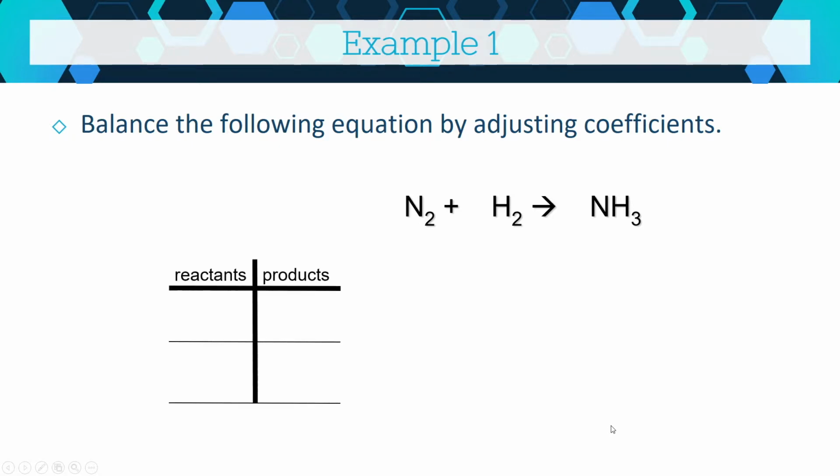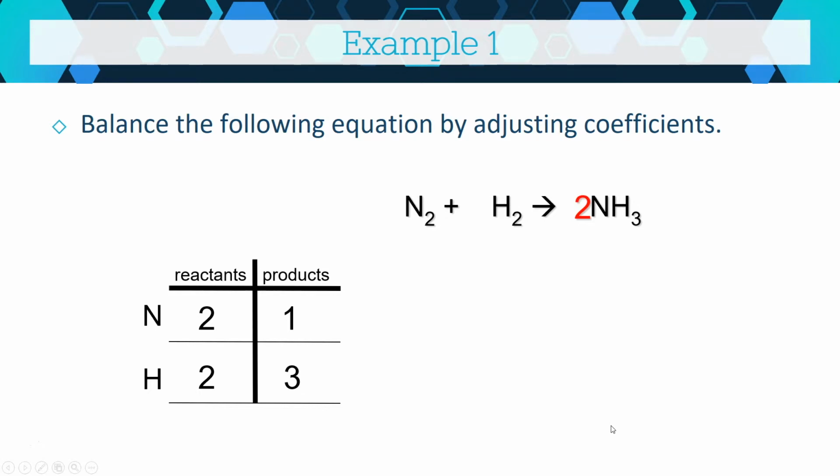So the best way to go about doing this is write a table like this with your reactants and your products. Okay, we're going to put nitrogen in the first row and hydrogen in the second row. Then fill in your table with what is currently present. So on the reactant side, I have 2 nitrogen and I have 2 hydrogen. On my product side, in that NH3 molecule, I have 1 nitrogen and I have 3 hydrogen.